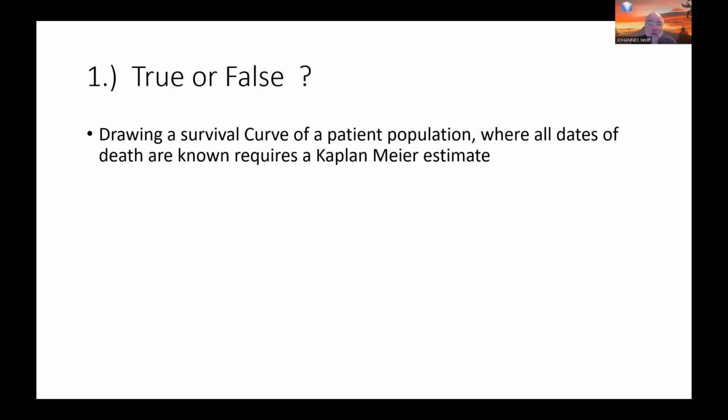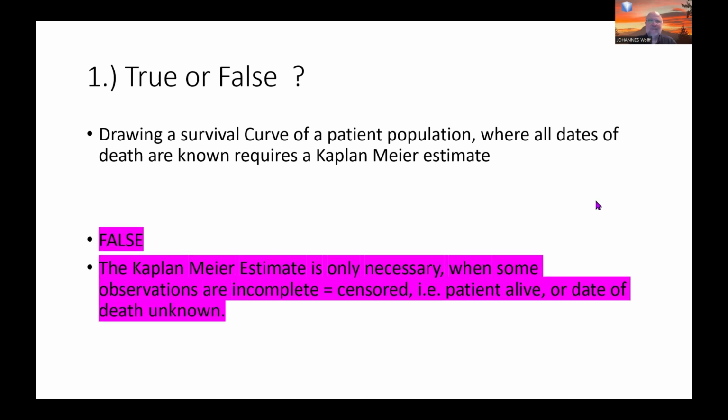First question, true or false? Drawing a survival curve for a patient population where all the dates of death are known requires a Kaplan Meier estimate. You may pause the video. The answer is false. If you have all the dates of death, you have no censored data, you do not need an estimate. The Kaplan Meier mathematics is not necessary. If you do the mathematics, it will show exactly the same as if you don't.